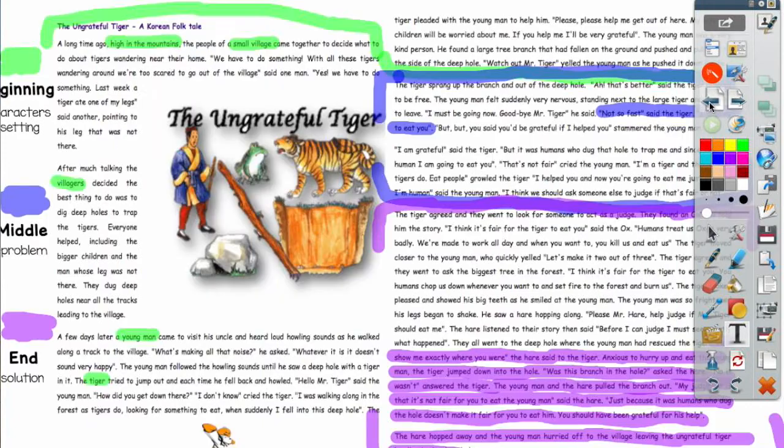Let's go check. So now that I'm back at my story, I've already looked at paragraphs 1 and 2, so let's look at paragraph 3. In paragraph 3, it talks about how a young man comes into the village and he finds a tiger stuck in a hole. This is very important, as well as the tiger begging him to get out. So we need to include this in the beginning chart on our other page.